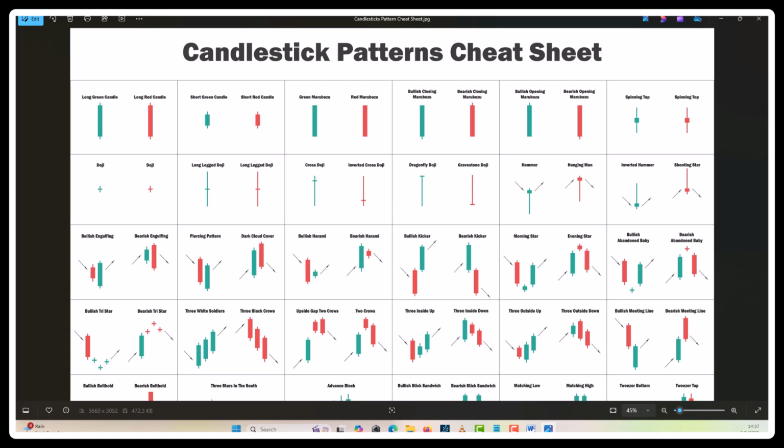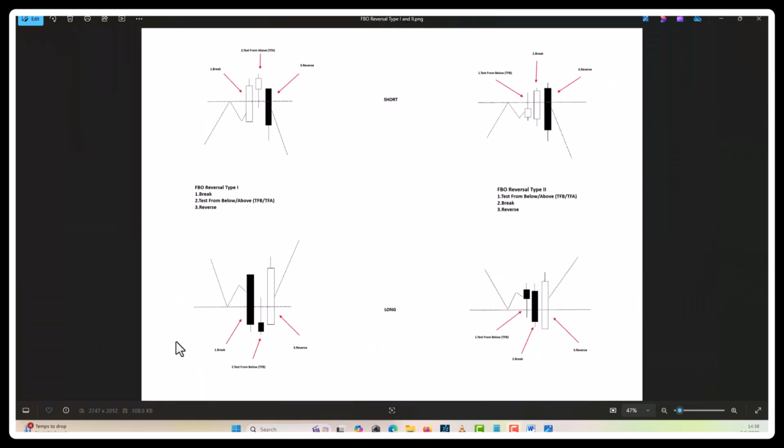Let's take a review real quick. These are the two setups that we trade. The first one is four breakout reversal type 1, which is very common. It can be 80%, and 20% is type 2. It's just a simple 3-step. Here we have a short setup, and here we have a long setup. On the left side is type 1 and on the right side is type 2.